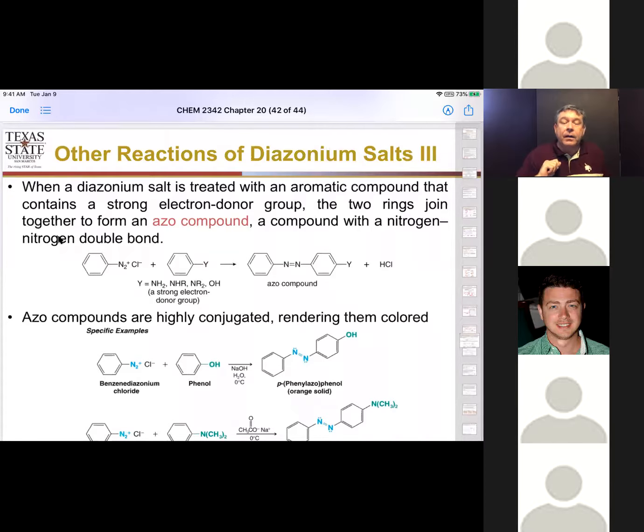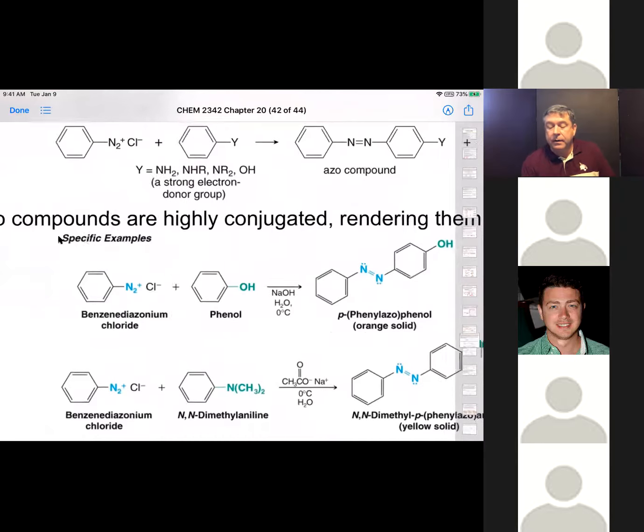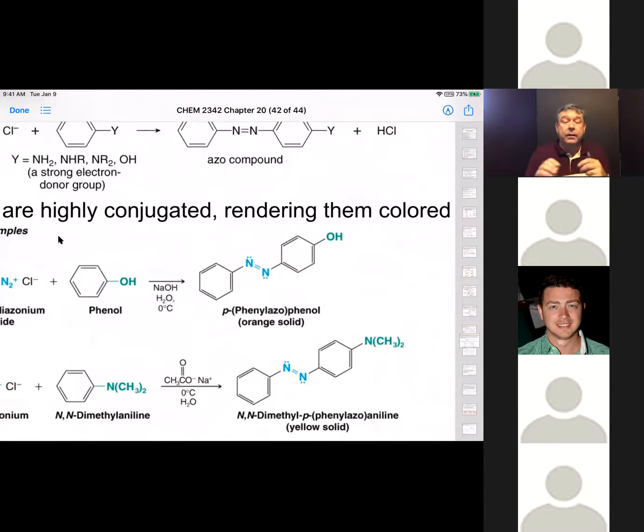When we do that, we see that the group we're attacking directs where it attaches by its ortho-para direction. So for example, in the case of phenol, we know that's an ortho-para director, and therefore we can get attachment of that diazonium salt para to that hydroxy group, and we generate what we call this phenyl azophenol compound, which is a deep bright orange. Now by taking that OH off and putting something else there, we change the electronics of the system a little bit, and we can change the color.